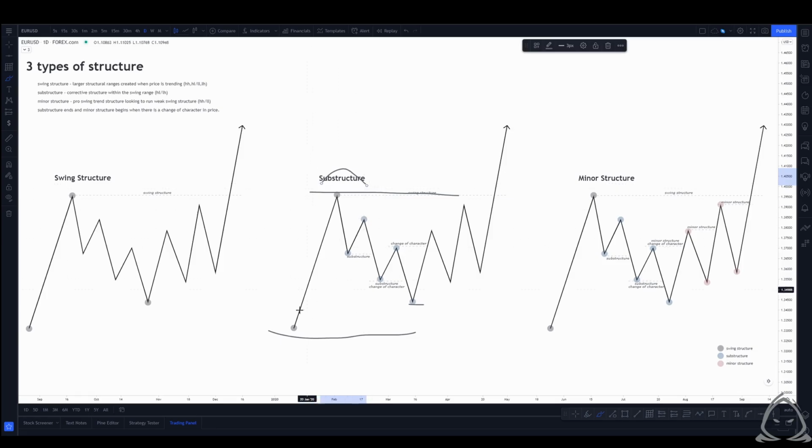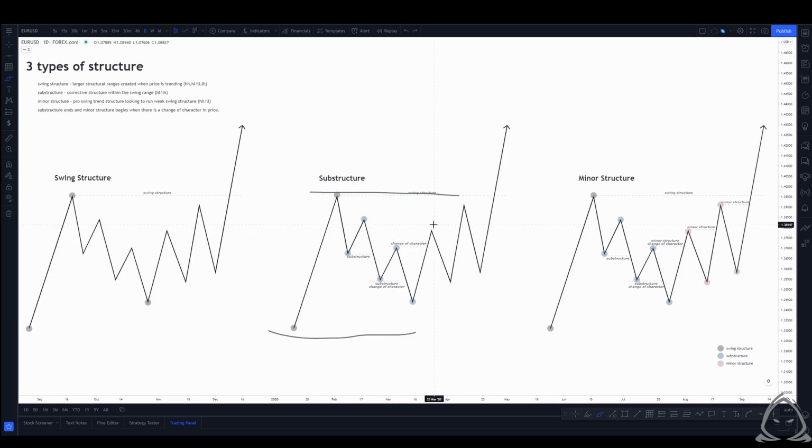As we can see, our swing structure is bullish, but our substructure is bearish. So the swing structure is creating higher highs and higher lows, and the substructure contained within the swing structure of this low and this high is creating lower lows, lower highs, lower lows, lower highs, lower lows. We're able to understand substructure and plan out where we would expect a reasonable pullback.